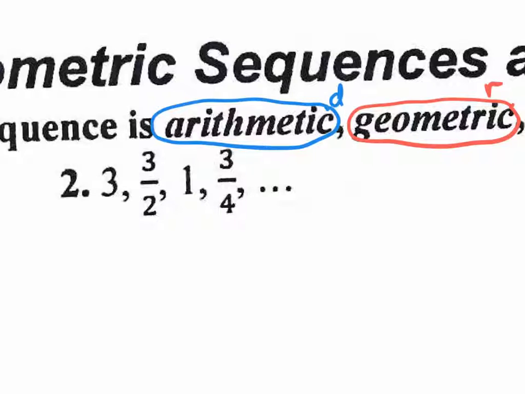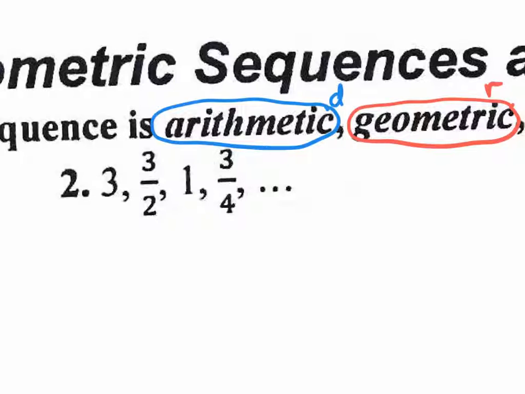And you find either one of those by picking a number and then subtracting the previous one from it. That would be a common difference. Or picking a number and dividing it by the previous number, okay? So you have to do that on each one of these.